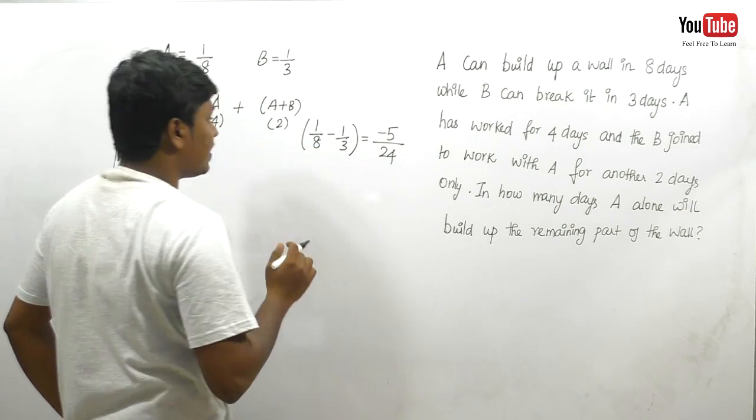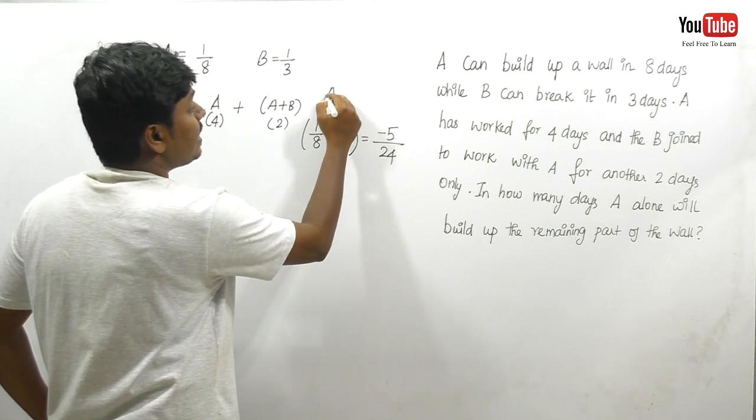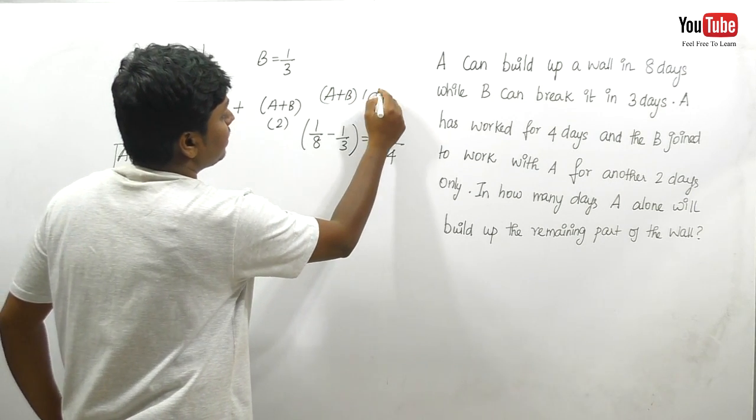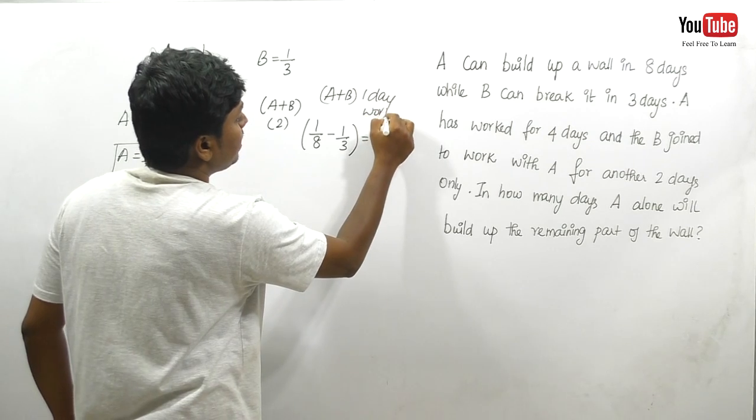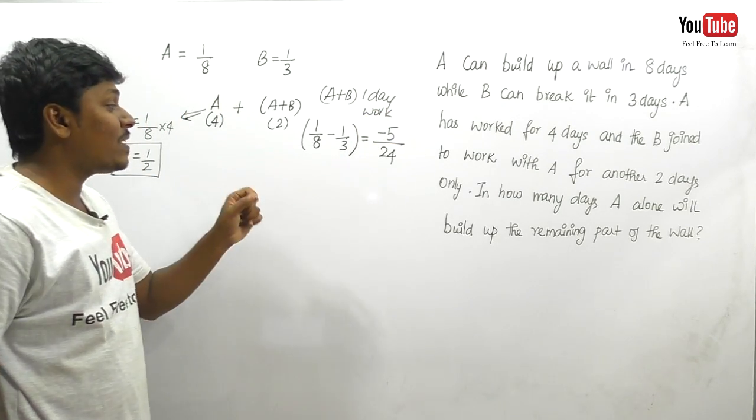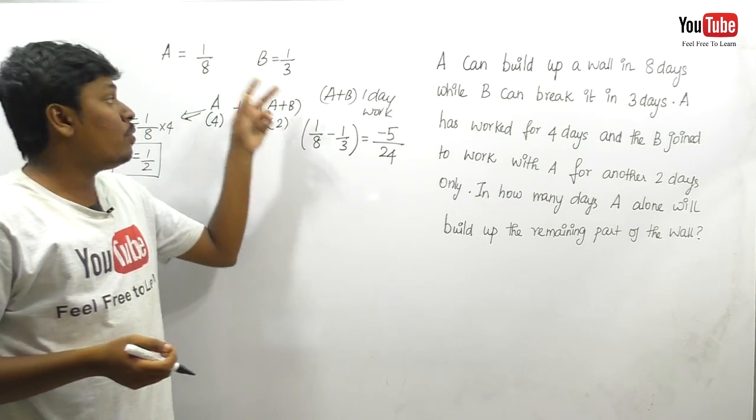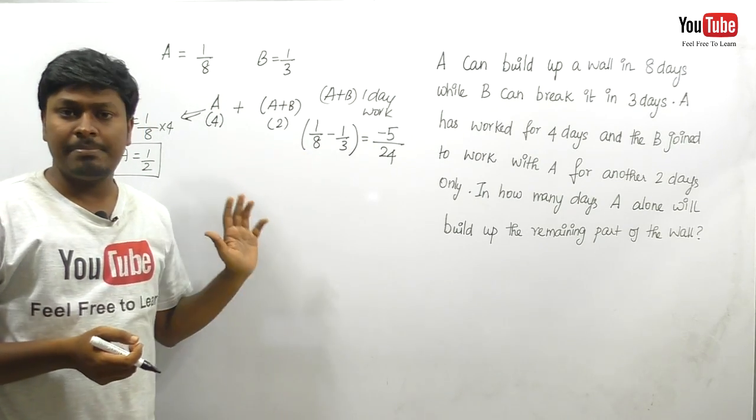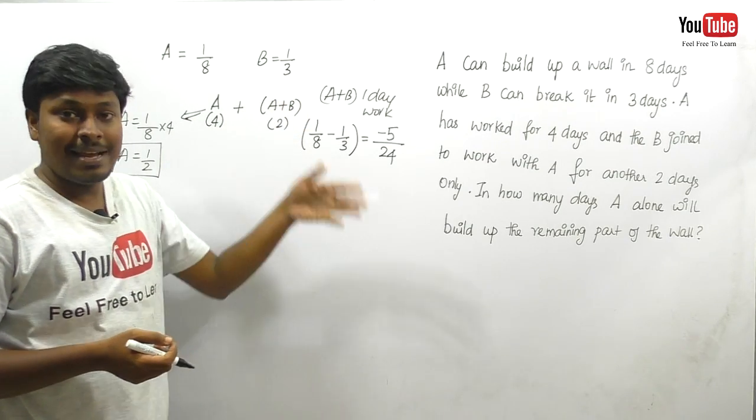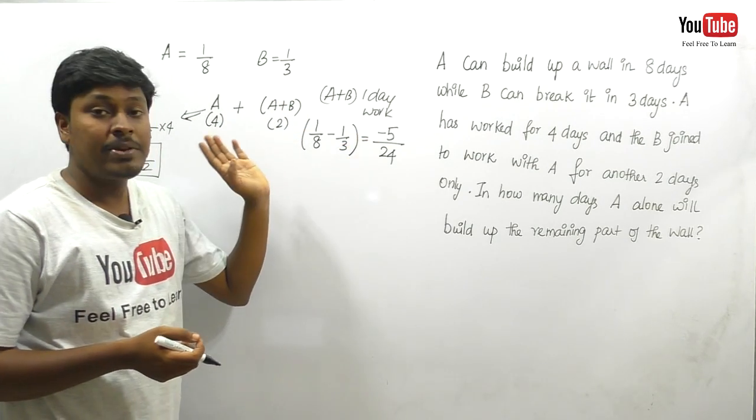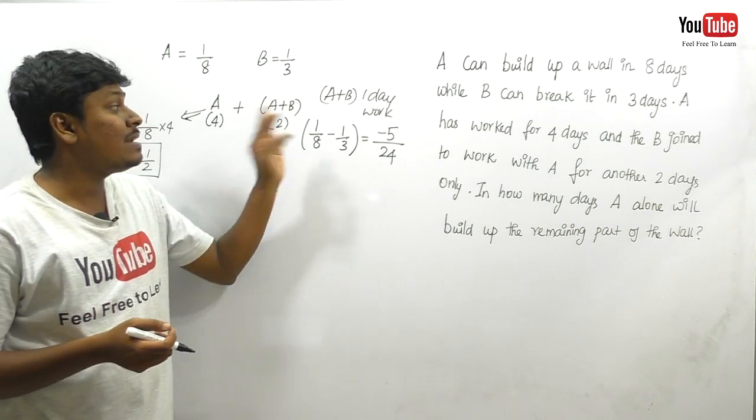Friends, listen carefully. Can you understand the concept? I am just taking A plus B's one day work, right? So I have calculated A plus B's one day work, that is minus 5 by 24. Friends, listen, don't eliminate the minus. Why? Because if both persons are building, then the answer will be in plus. Here person B is breaking something down, so we can say that minus 5 by 24 is the one day work done by A and B.